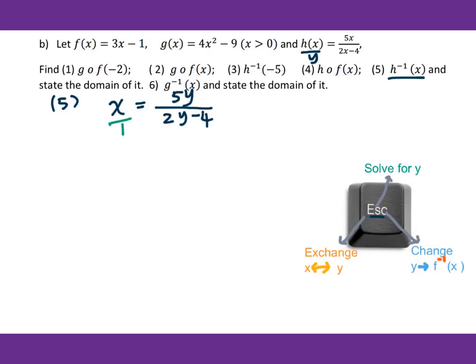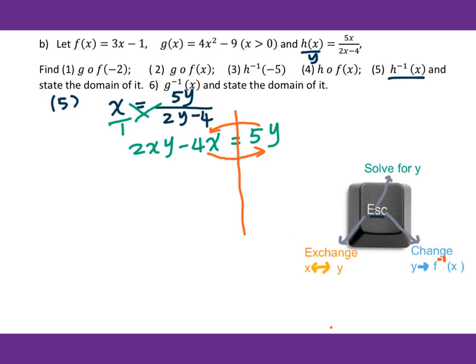So we got to do cross multiply. X times 2y, that's 2xy. X times negative 4, minus 4x, equals 1 times 5y, that's 5y. Then you solve for y. This is a linear equation. Therefore, isolate the y on one side. Move y over here, the x over to the right side.